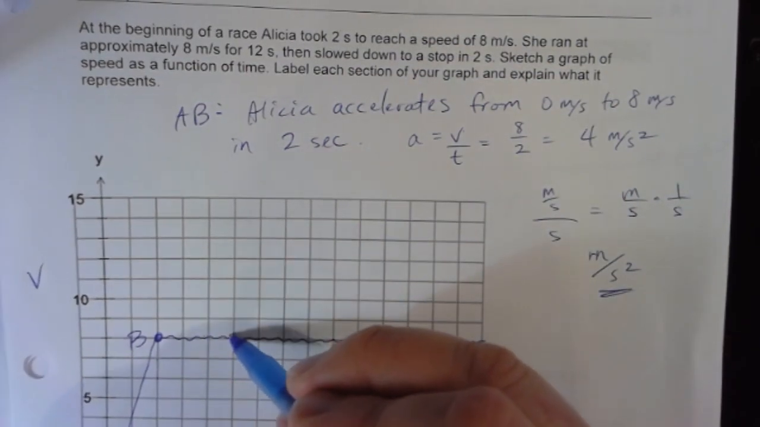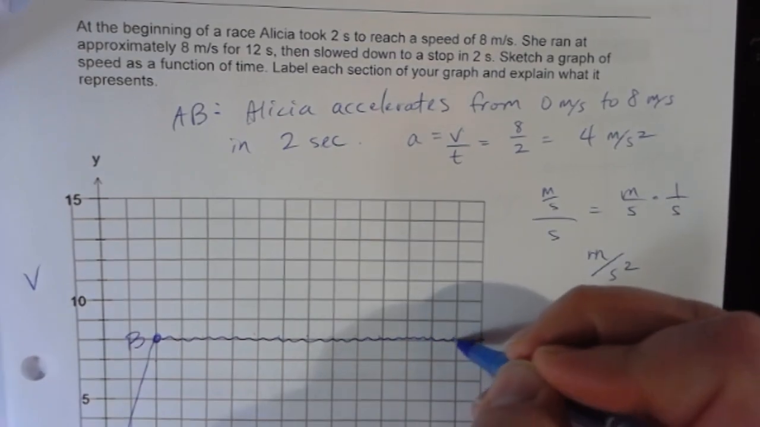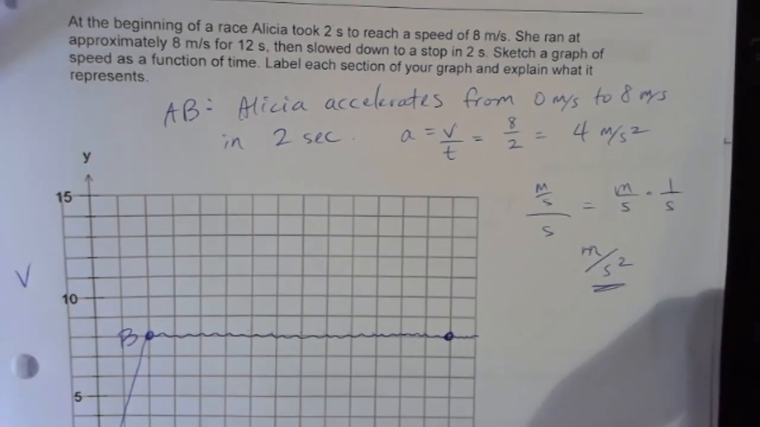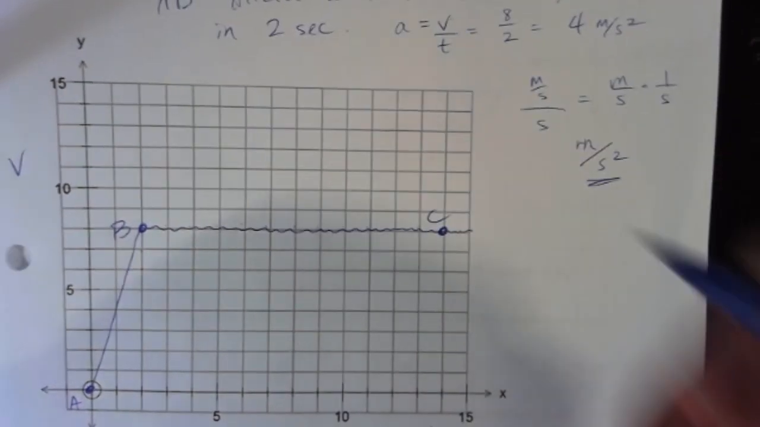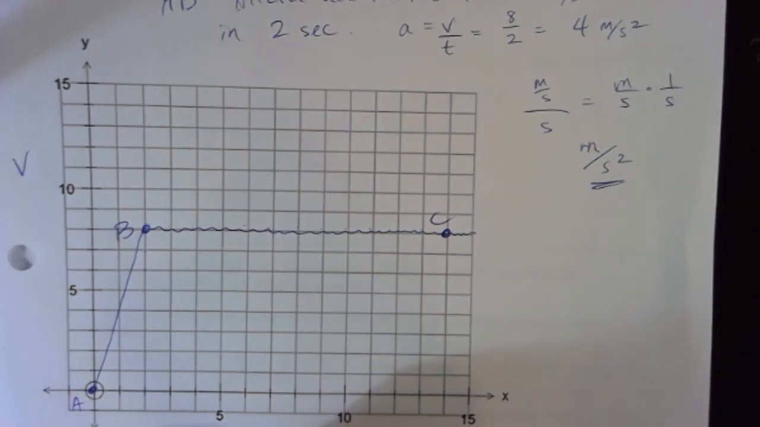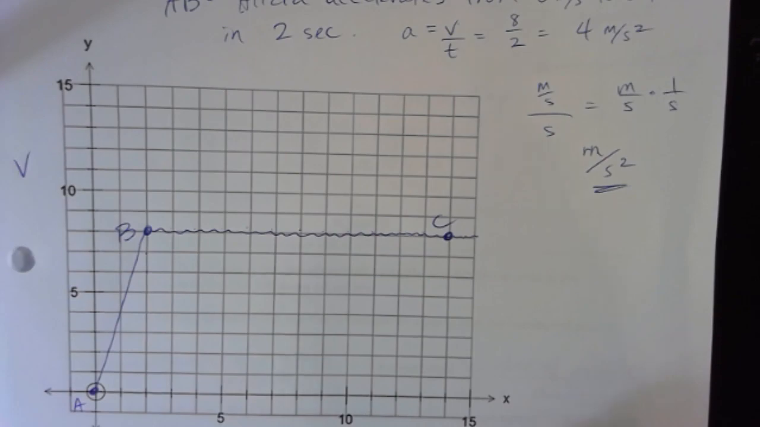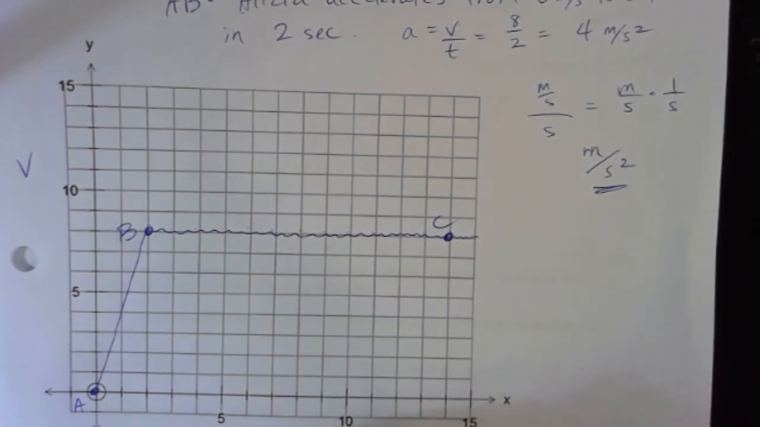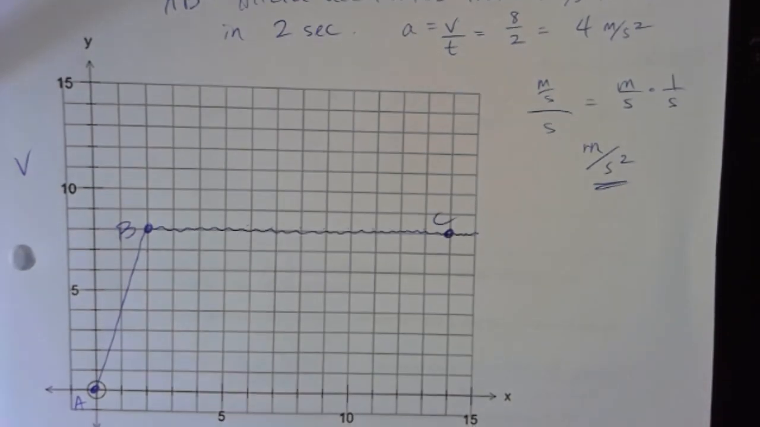So 1, 2, 3, 4, 5, 6, 7, 8, 9, 10, 11, 12. Oh, there. My mistake. I overshot that line. So there. That's where she will hit that as part C. So from B to C, she runs at approximately 8 meters per second. If it had said she runs exactly at a constant speed of 8 meters per second, I'd have made that a perfectly straight line.